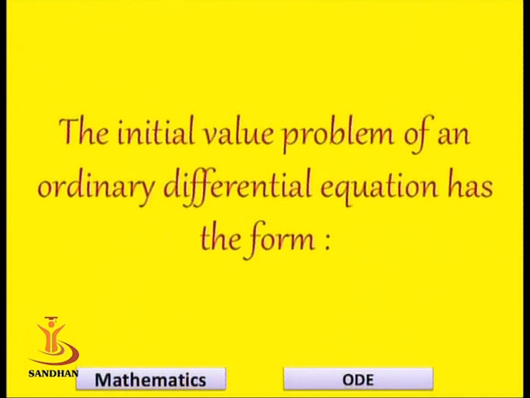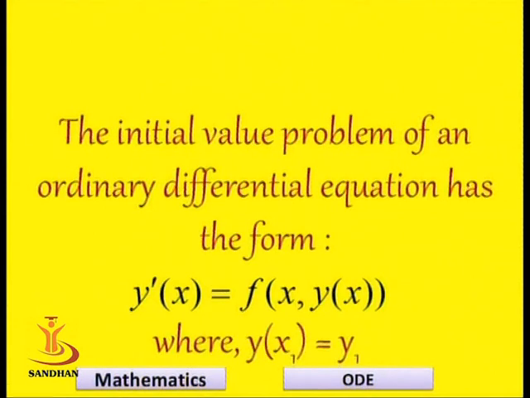The initial value problem of an ordinary differential equation takes the form y dash x is equal to f of x, y of x, where y of x1 is equal to y1, that is, the value of the equation at the initial point x1 is known to us. That is, for the first point x1 the value y1 is known to us. Then such a problem is said to be an initial value problem.